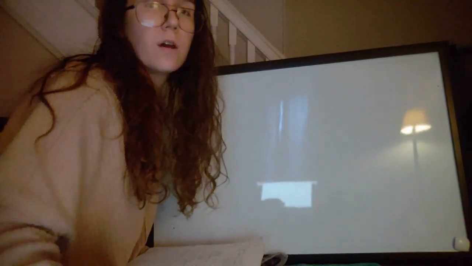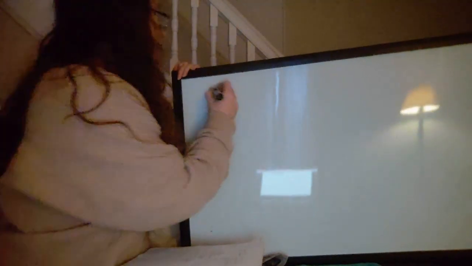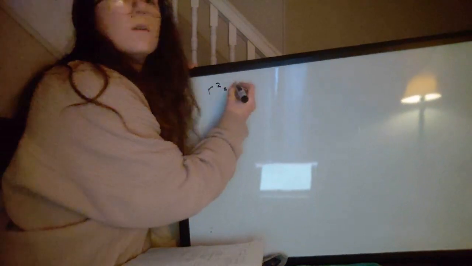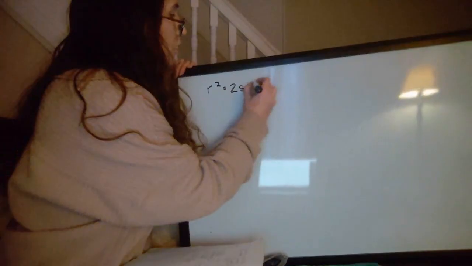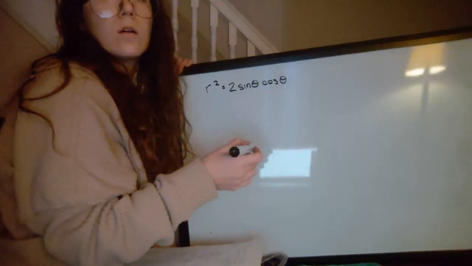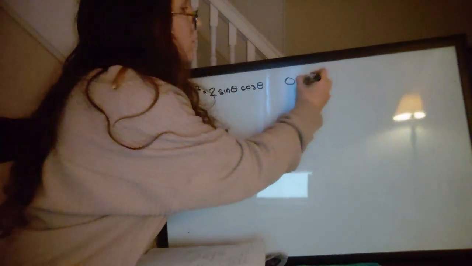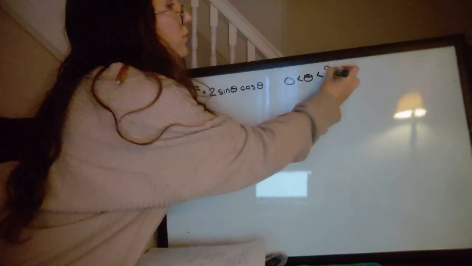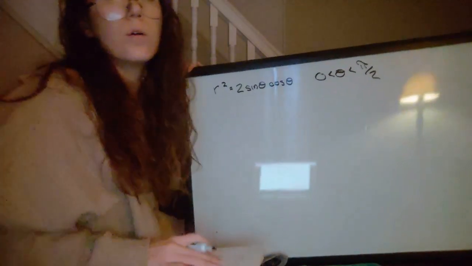Okay. So we just want to find r squared equals 2 sine theta cosine theta from the interval 0 to pi over 2. That's what we want to be able to find.